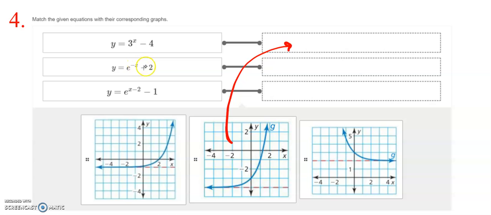This one, e to the negative x plus 2. So we've shifted the whole graph up 2. So our horizontal asymptote is at 2. That's this right here. And we can confirm that this negative x would be a flip over, right? So this is going to be our middle one, which by process of elimination, this should be our last one. But if we talk about it, this will take e to the x, shift it to the right 2. So there we go, to the right 2 and down 1. So that looks good.